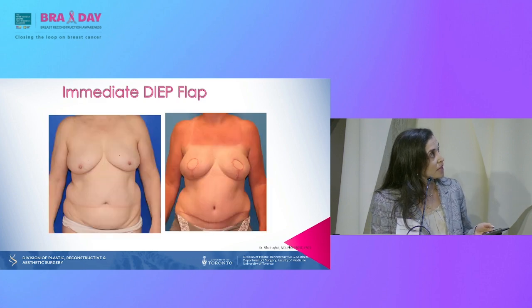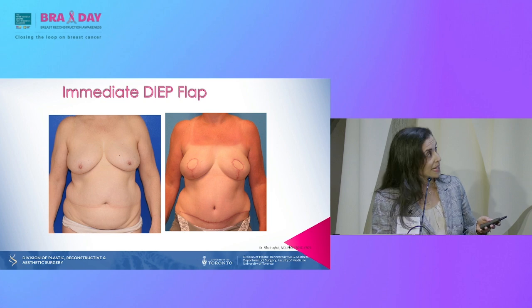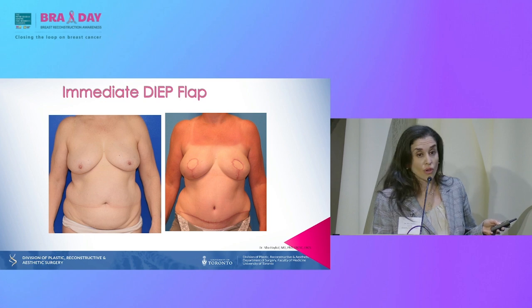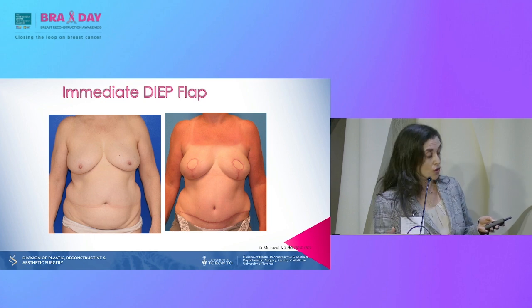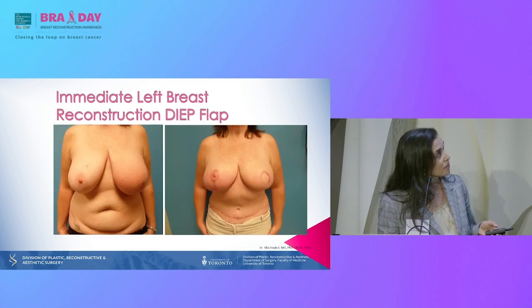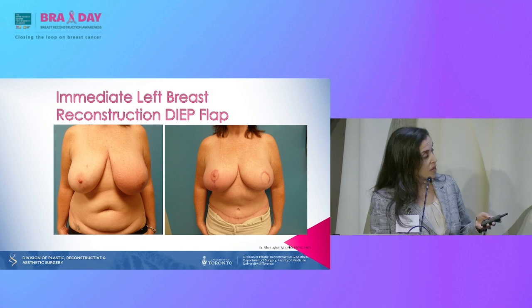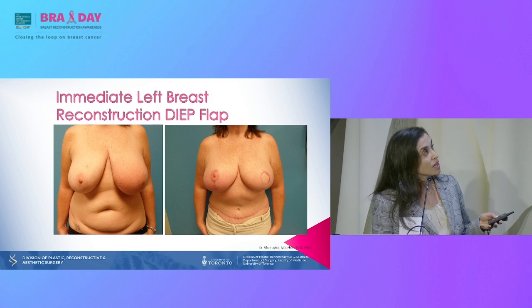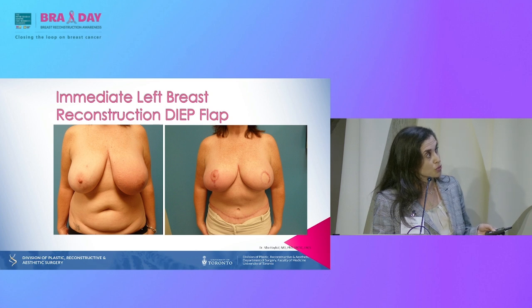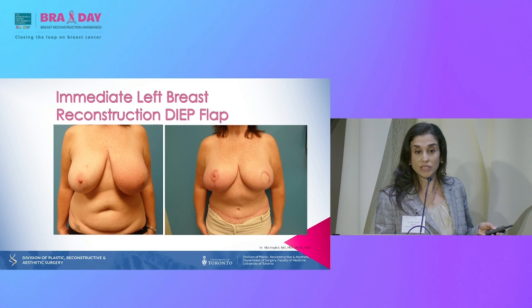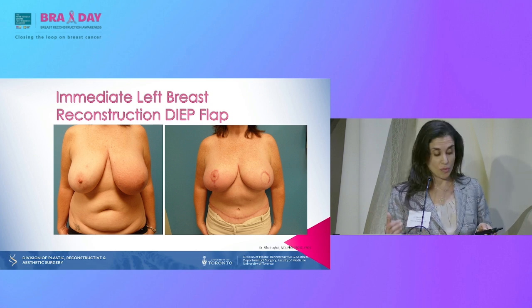This is another example, and in this case, because the tummy tissue was slightly bigger, the patient ended up with a larger reconstruction than her initial breast size. This is an example of a patient who had cancer only on one side, and we used the abdomen or the belly tissue to reconstruct the breast, and we did a lift and a reduction on the other side to help these two match.